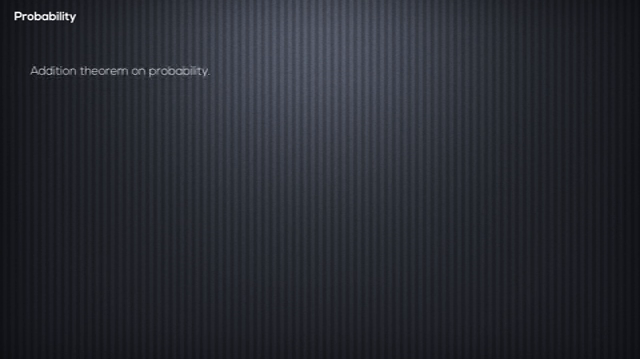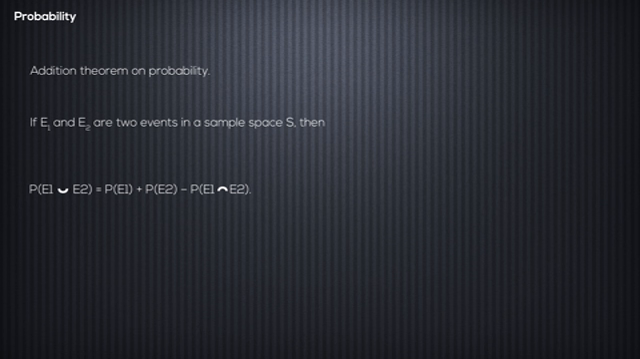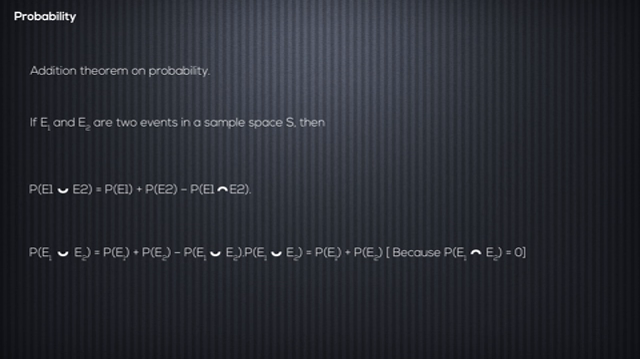Addition theorem on probability. If E1 and E2 are two events in a sample space S, then probability of E1 or E2 is equal to probability of E1 plus probability of E2 minus probability of E1 and E2. If E1 and E2 are mutually exclusive events, then probability of E1 or E2 is equal to probability of E1 plus probability of E2, because probability of E1 and E2 is equal to 0.